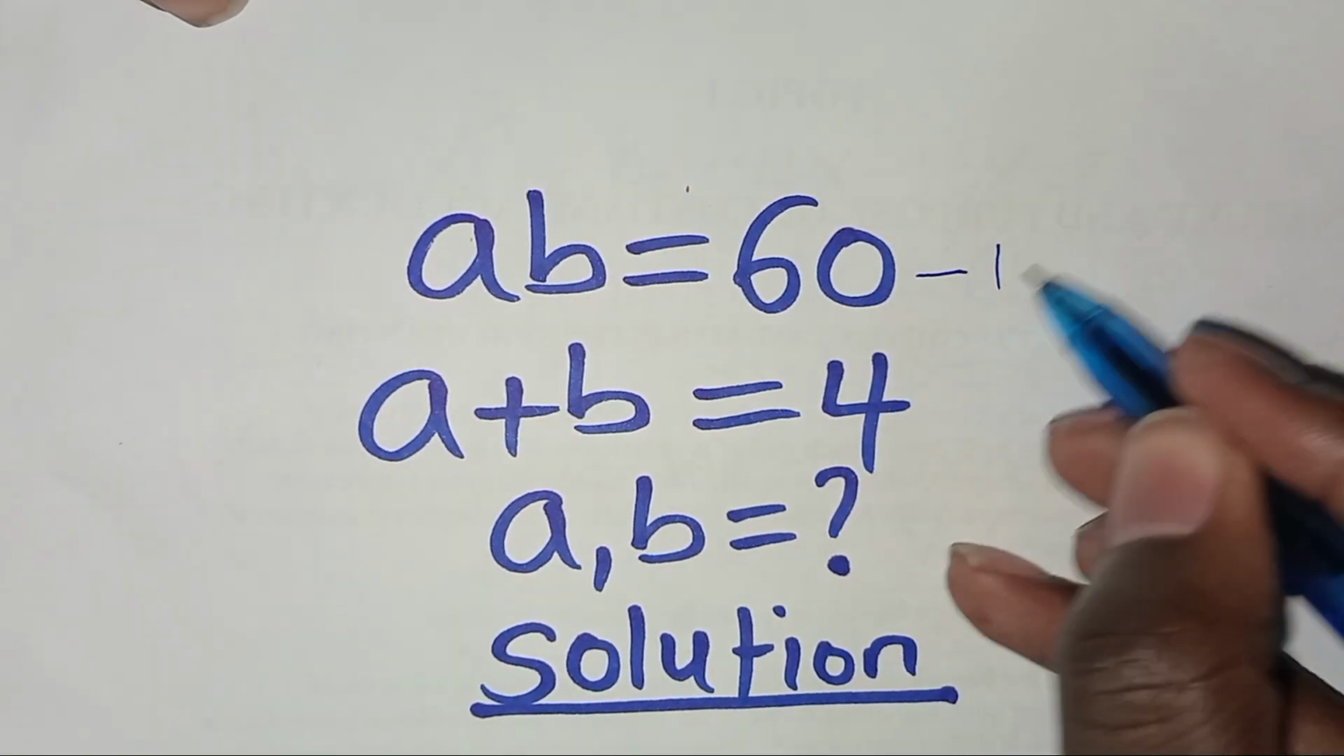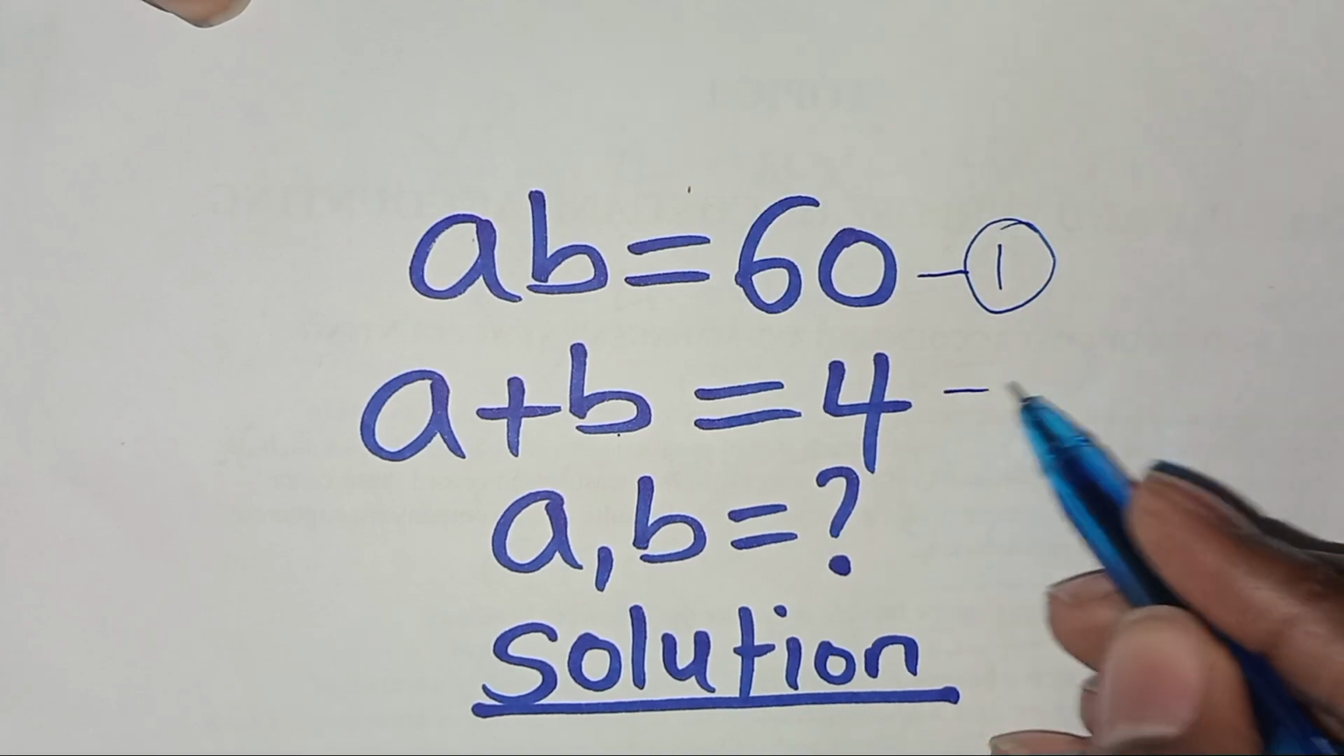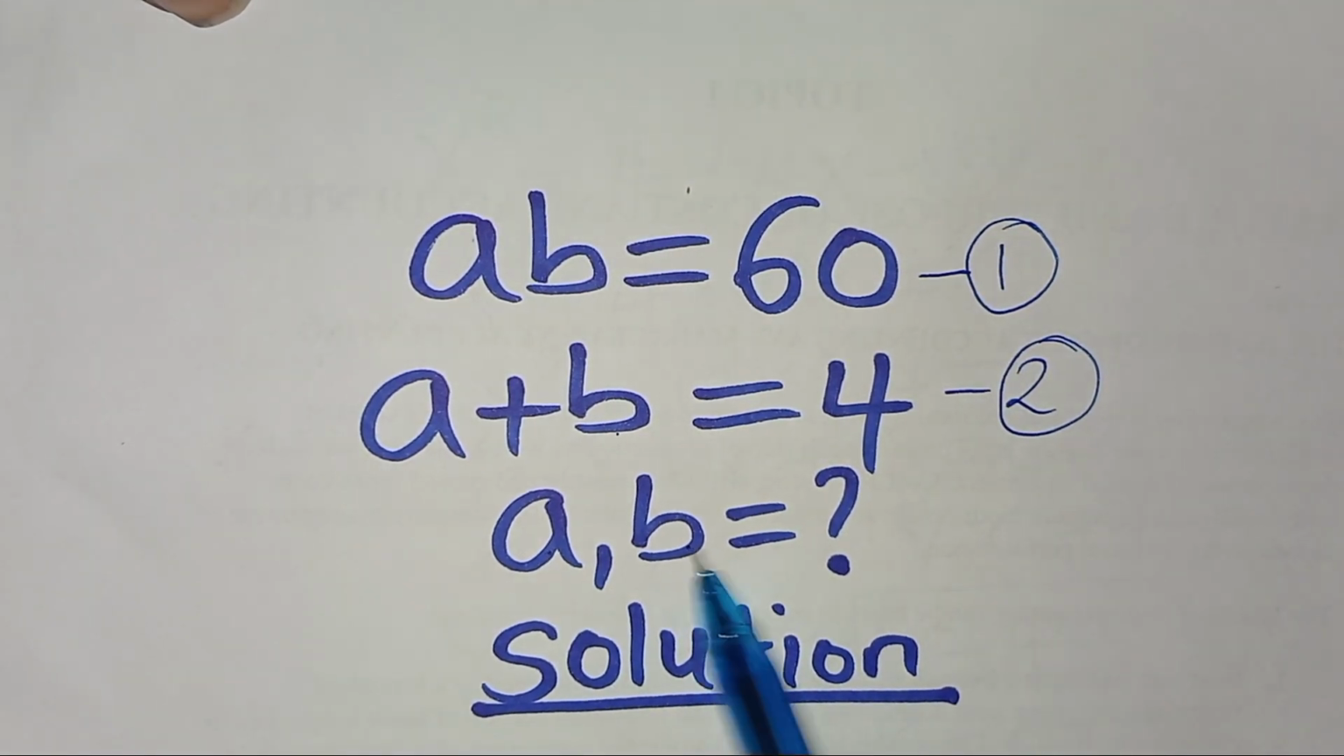Given this nice algebra problem, AB is equal to 60. We can call this equation 1, and A plus B is equal to 4. We can call this equation 2. So what is the value of A and B?